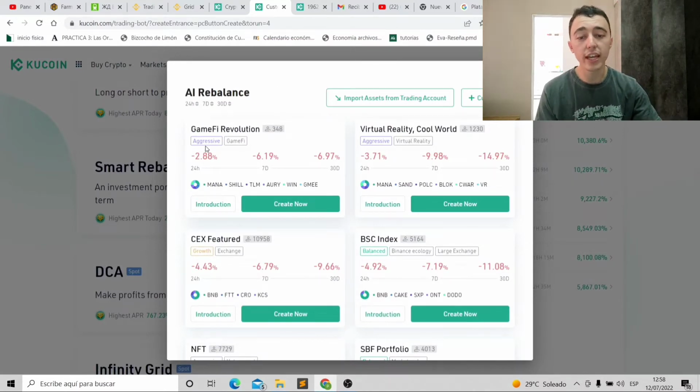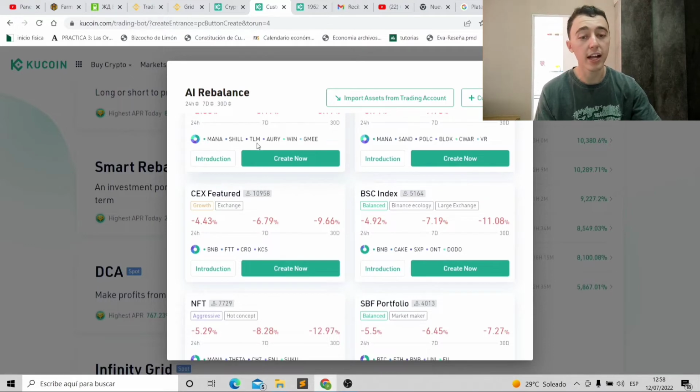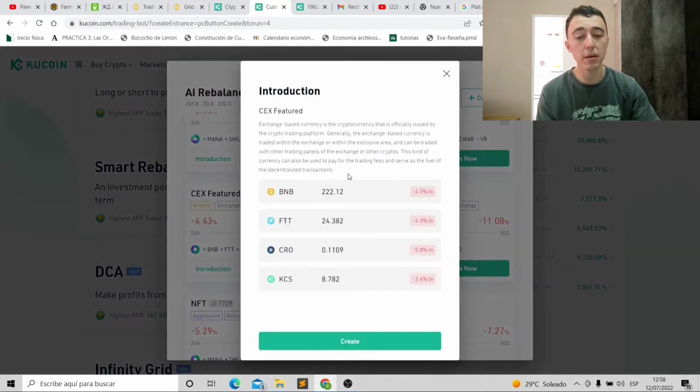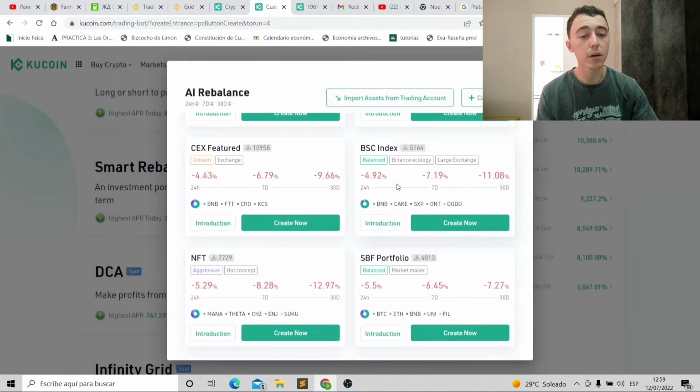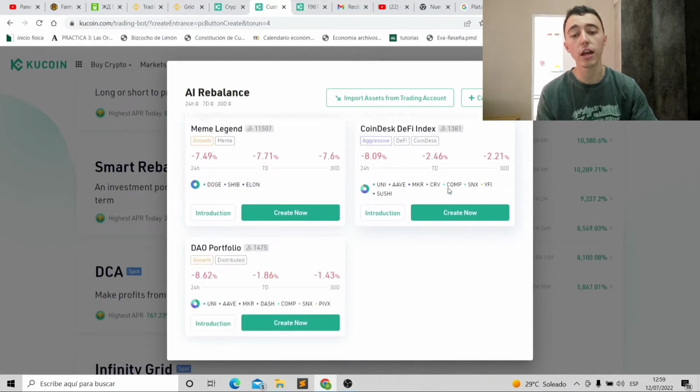They have portfolios for like GameFi, so it's all about games like Mana, Seal, TLM, or also you can have centralized exchanges, for example, like BNB, FTT, CRO, and KuCoin. Or you can have like Binance Smart Chain Index, and you have BNB, Cake. You have different types of indexes, okay, different types of coins.